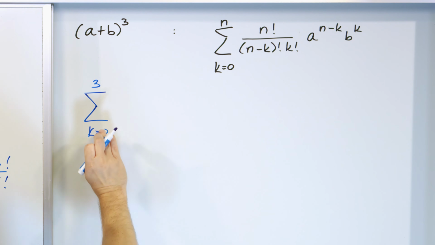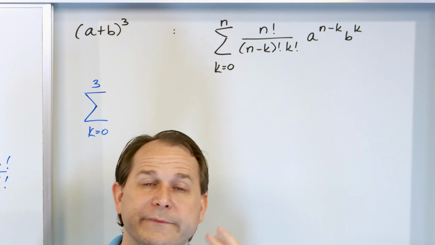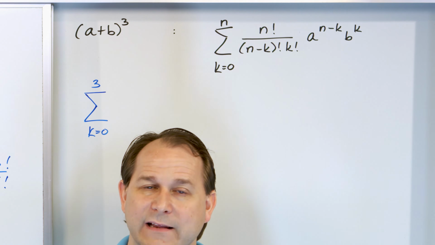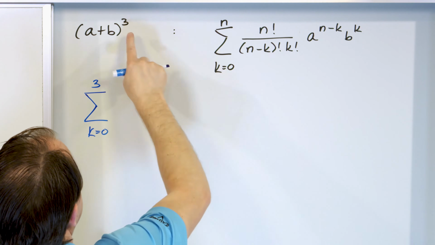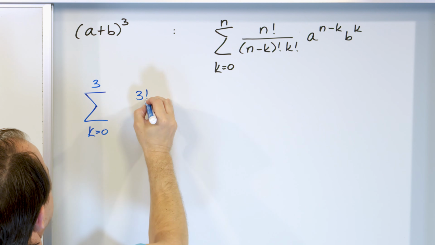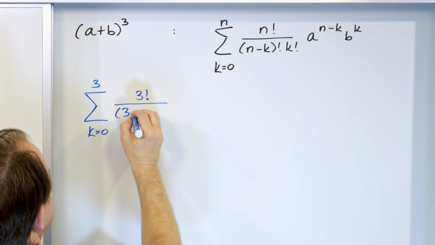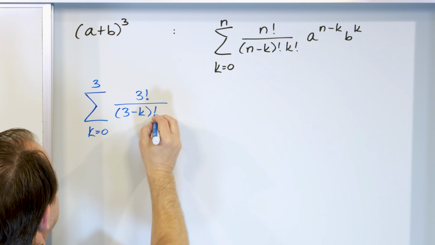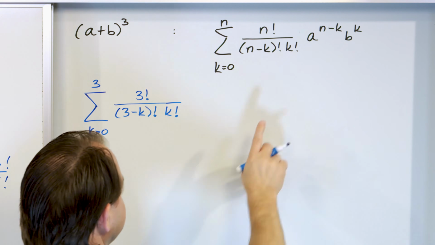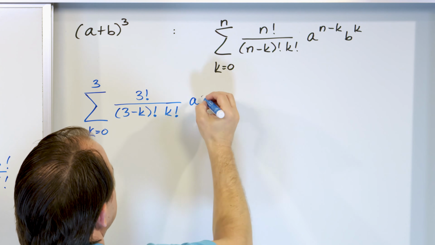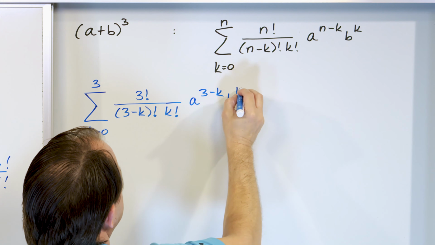So now notice right away I'm going to have k is 0, then 1, then 2, then 3. I'm going to have 4 terms in this expansion instead of 3 like before. And then you already know we're going to have 4 terms, so that makes sense. N factorial means on the top it's 3 factorial over. Here we're going to have n is 3 minus k. K always has to stay in there. Factorial times, again, k factorial. Then we have a to the 3 minus k. Then we have b to the k.